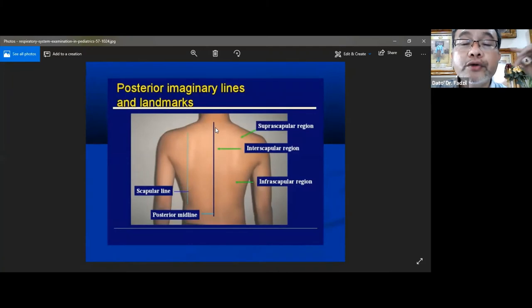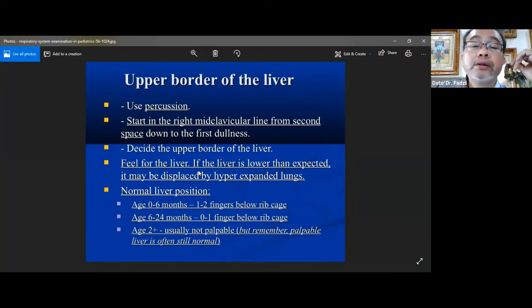Posteriorly, in adults, you percuss the interscapular region. But in children, because the interscapular region is too small to do the percussion, you just percuss straight. But remember that when you percuss downward, we disregard the interscapular region. Remember the scapula bone. The sound is a bit different, but it can still give you some information.